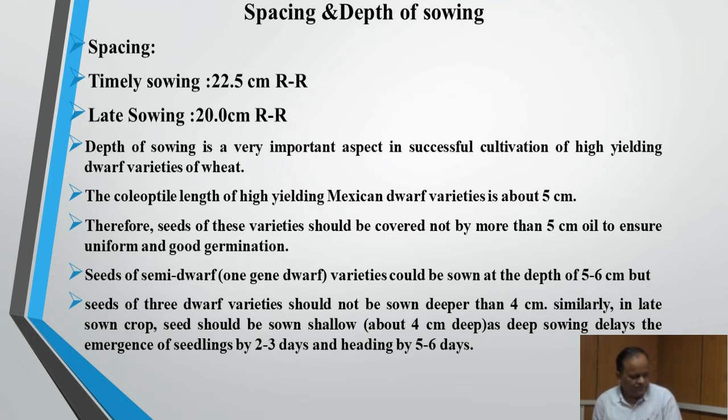Seeds of semi-dwarf, that is one gene dwarf varieties, could be sown at a depth of 5 to 6 cm. Seeds of three gene dwarf varieties should not be sown deeper than 4 cm. Similarly, in the late sown crop, seed should be sown shallow, as deep sowing delays the emergence of the seedling by 2 to 3 days and heading by 5 to 6 days. So by decreasing the depth of sowing, we can advance the maturity days.